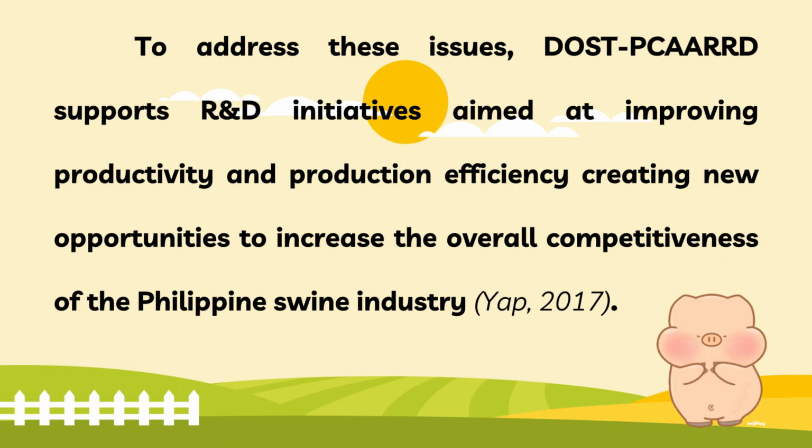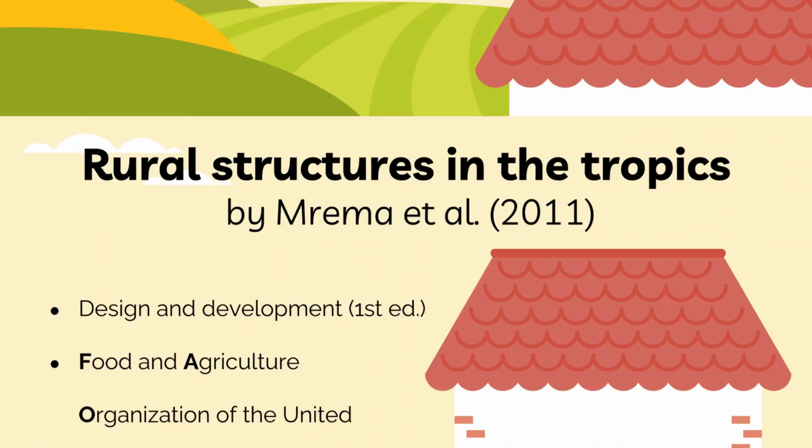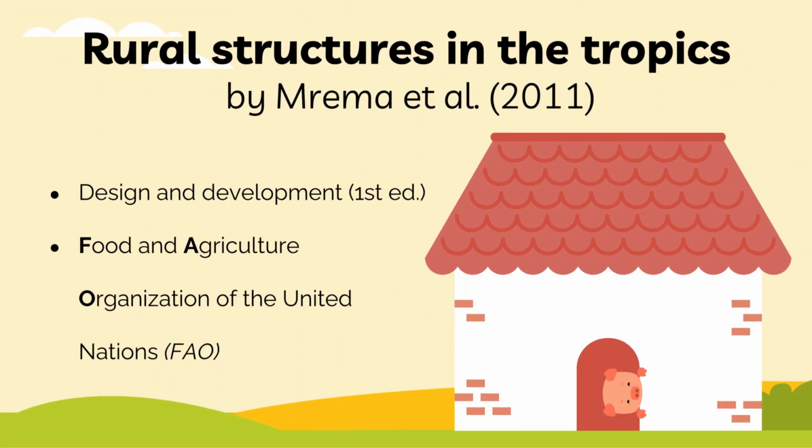To address these issues, DOST-PCARD supports R&D initiatives aimed at improving productivity and production efficiency, creating new opportunities to increase the overall competitiveness of the Philippine swine industry. So today we'll be discussing Chapter 10, Livestock Housing, specifically for pig housing, from the book Rural Structures in the Tropics: Design and Development.